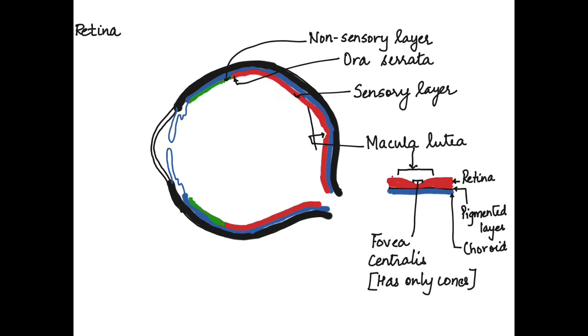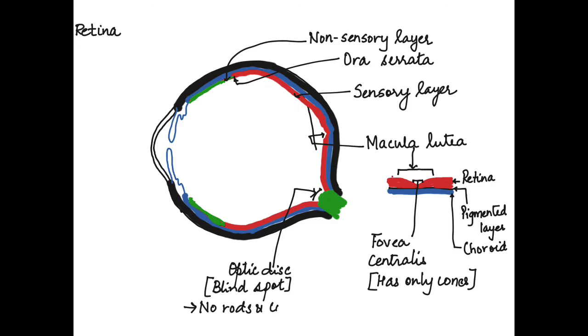The central portion of the macula lutea or yellow spot is concentrated with cones, and this part is called the fovea centralis. Now, at a point there are neurons that enter to form the optic nerve. So, at that particular point there are no rods and cones present. This part is called the optic disc or the blind spot.